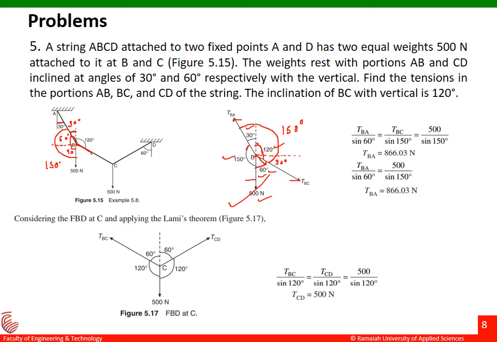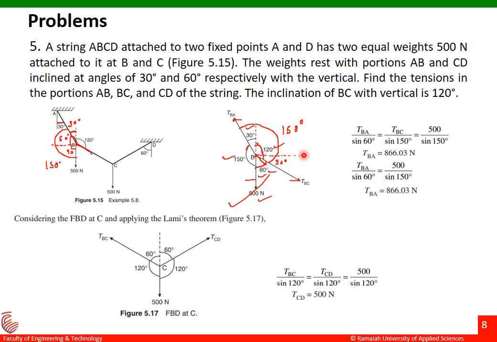We can apply Lami's theorem here. Now the number of forces is 3 and then we can apply Lami's theorem here. Fine. Now TBA divided by sine 60 is equal to TBC divided by sine 150, which is equal to 500 divided by sine 150.